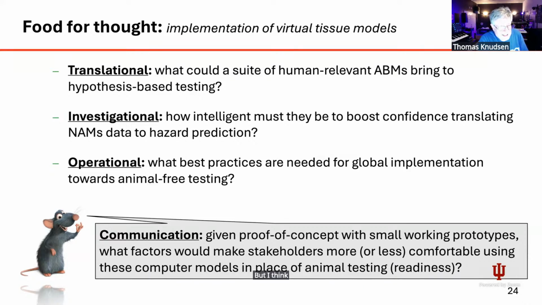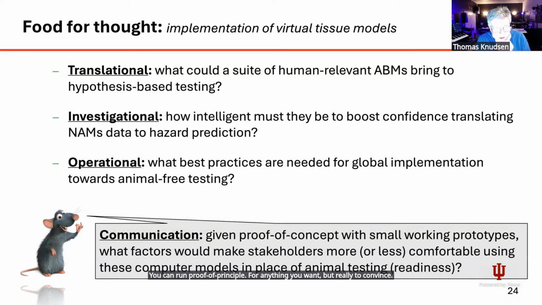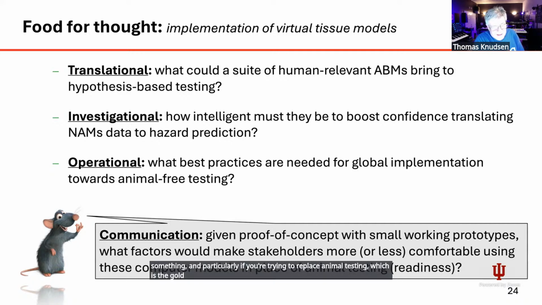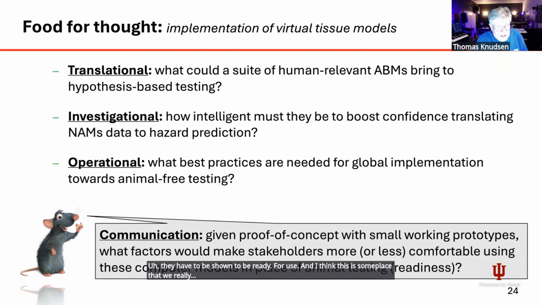But I think one of the key things, and this is a lesson that we've learned at the EPA over and over, is that communication is really important. You can run proof of principle for anything you want, but really to convince users and regulators to think about your models, they have to have a certain level of comfort that these models are actually telling you something. And particularly if you're trying to replace animal testing, which is the gold standard, they have to be shown to be ready for use. And I think this is someplace that we really need to do a much better job in terms of communicating these models.